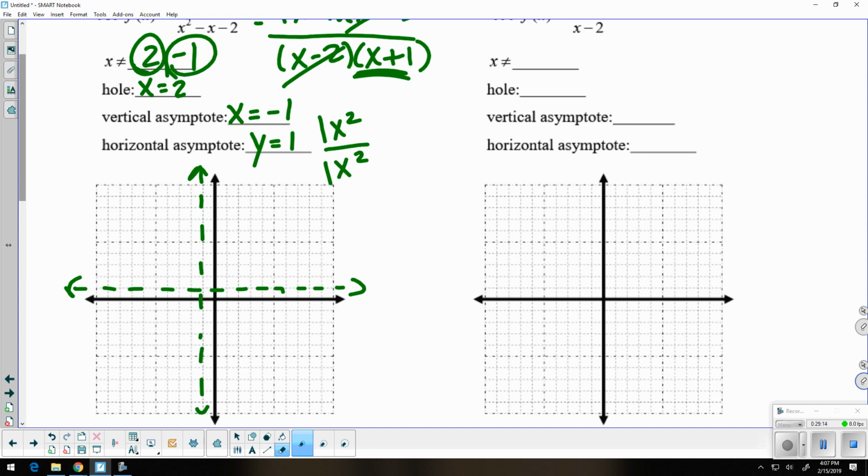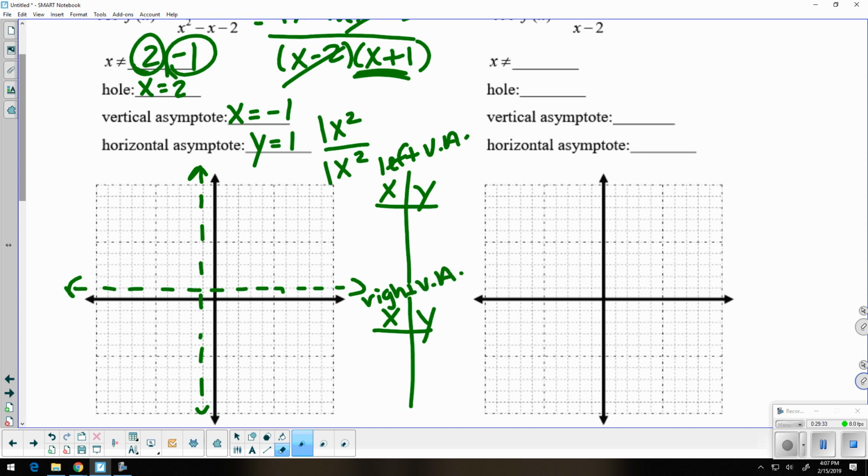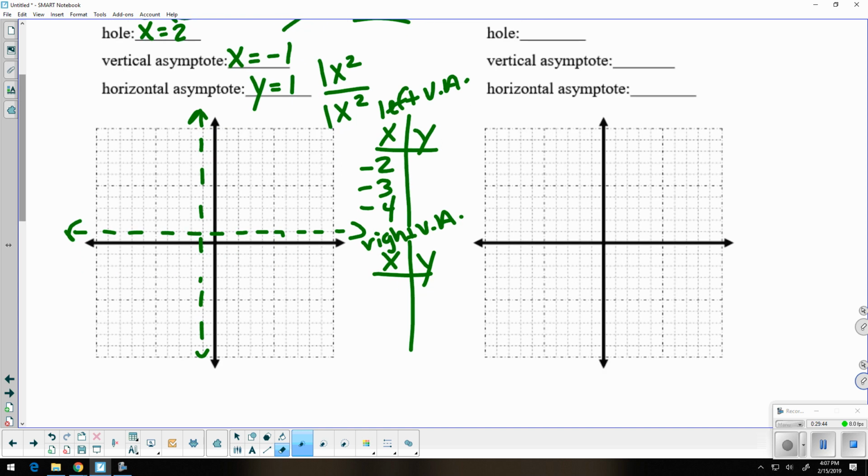And now, since we do have these boundary lines, right, it's not just going to be a line anymore. What we need, set up 2 tables. Again, you want to plug in numbers to the left of the vertical. And then you want to plug in numbers that are to the right of the vertical. So left and right of the vertical asymptote. So the vertical is going through negative 1. So if you think of numbers to the left of negative 1, I'd probably plug in like negative 2, negative 3, negative 4. And then plug in numbers to the right of negative 1. I would probably plug in like 0, 1, and 2.